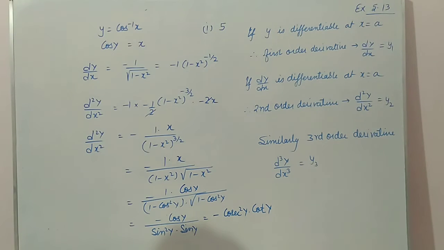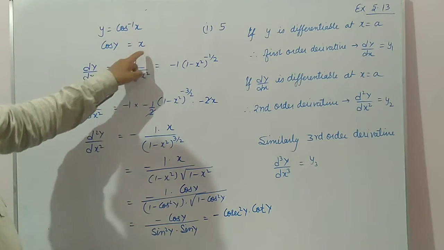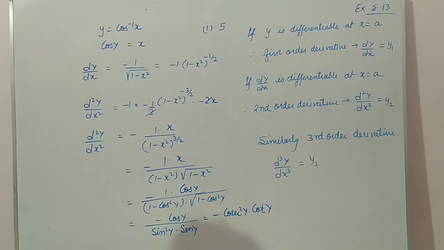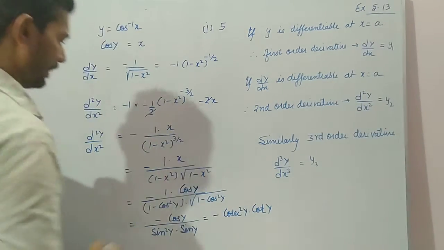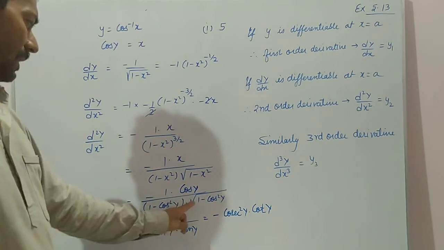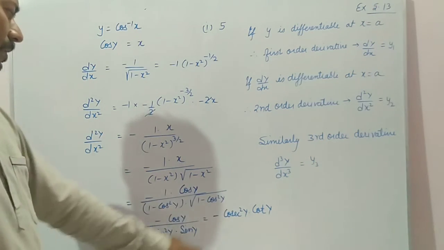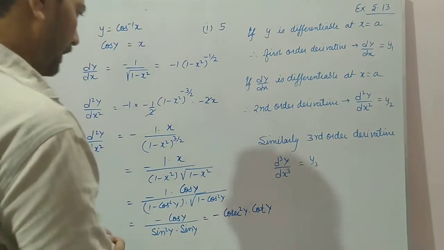As we have to find d2y by dx square in terms of y, that is why, see here, y equal to cos inverse x, x equal to cos y. So just we are replacing x by cos y. So cos y, (1 minus cos square y) into root over (1 minus cos square y). On simplification we are getting minus cosec square y into cot y. Next.